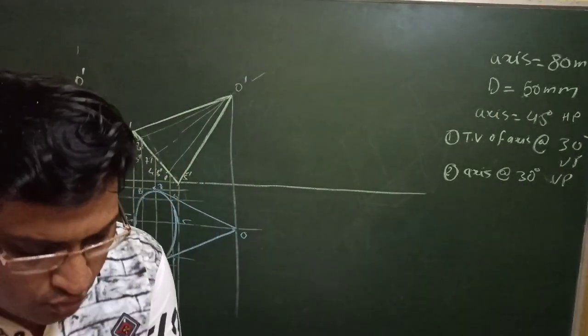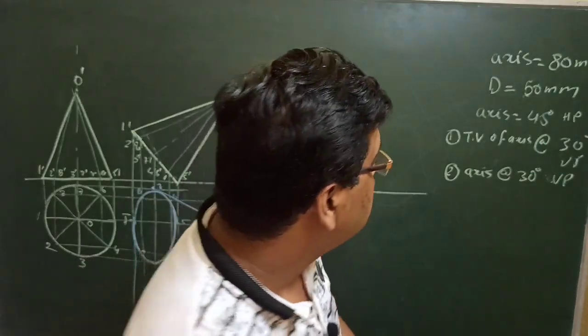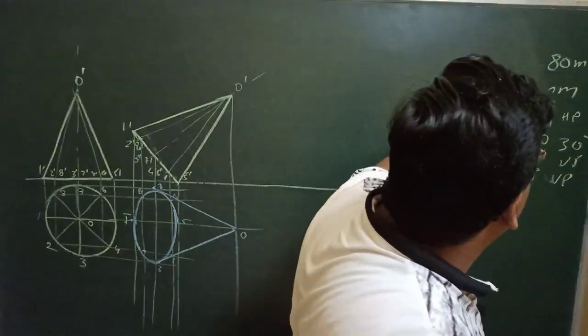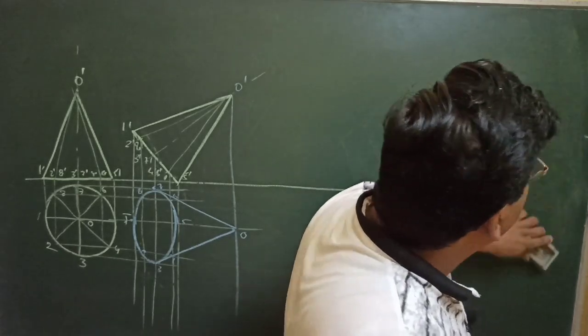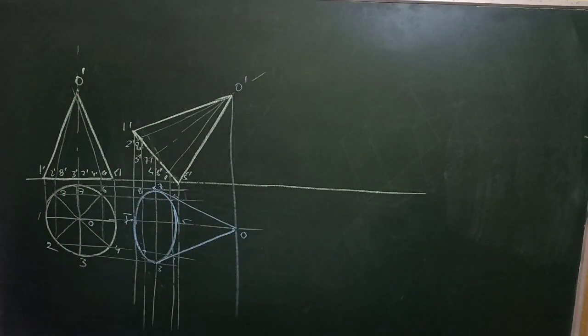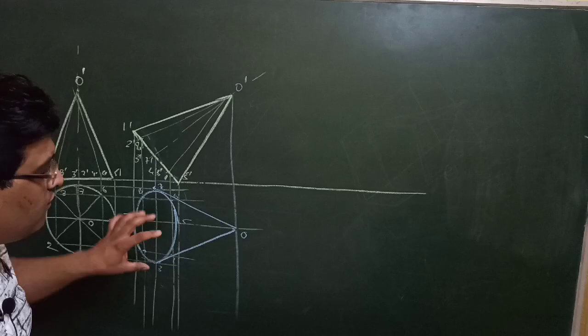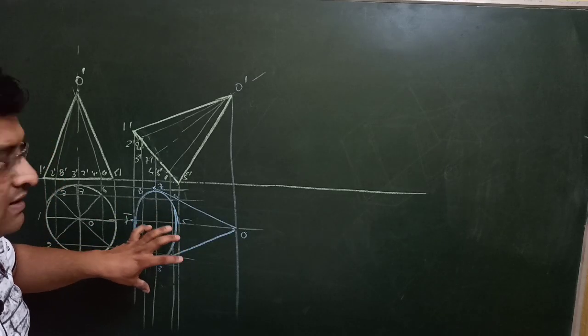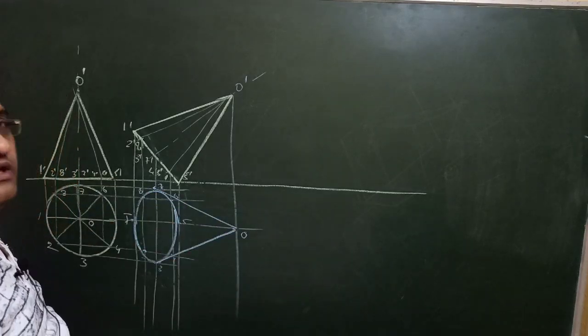Now we have two conditions. In the first condition, the top view of the axis is making an angle of 30 degree with the VP, and in the second condition, the axis itself is making an angle of 30 degree with the VP. So for the case when the top view of the axis is making an angle of 30 degree, you complete this diagram as per the given conditions.